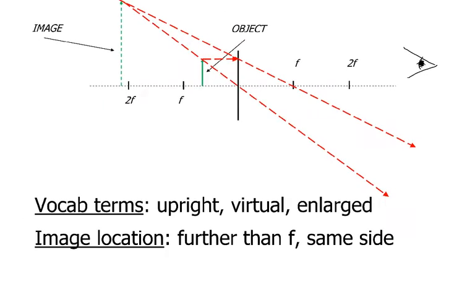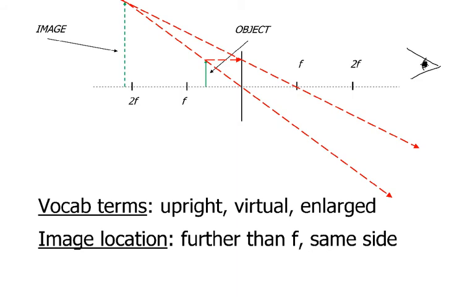It's different. In all the other three cases, we said it was inverted and real. In this case, it's not inverted, it's upright, same as the object. It is not real, it is virtual, and it's larger than the object. It's also going to be further away than f from the lens, on the same side, and you have to look at it from the opposite side, otherwise you cannot see this image. That is why it's virtual.